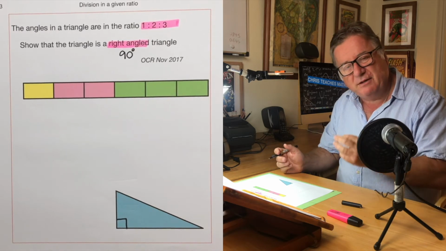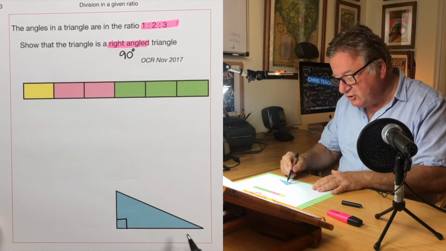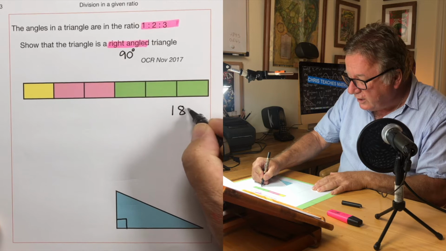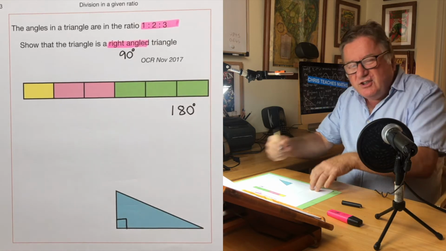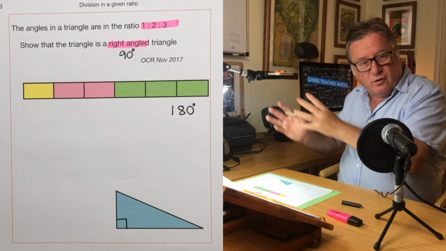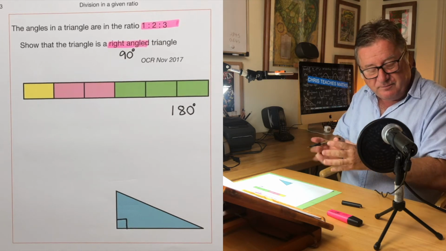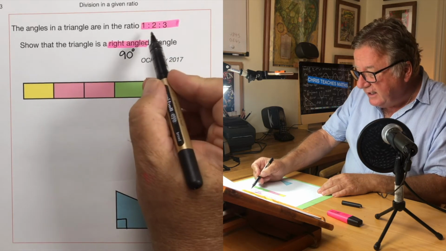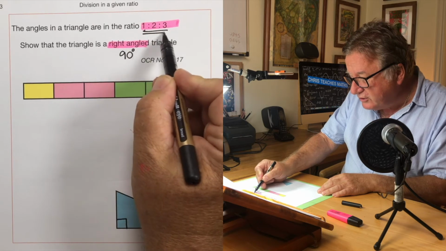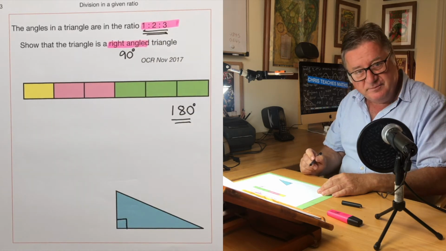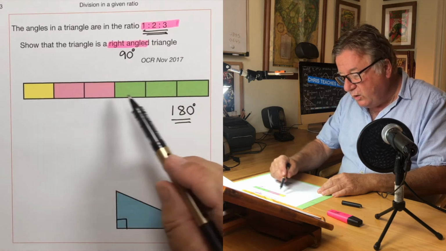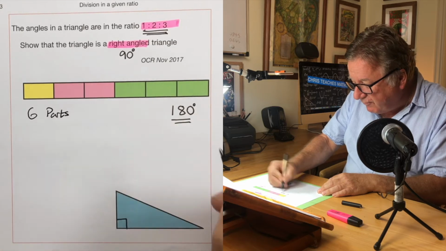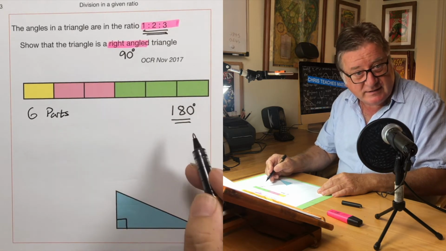But there's another bit of information we know. We're dealing with a triangle, we're dealing with the angles. So those angles add up to 180 degrees. So this makes it more problem solving because you've got to bring that information in yourself. Now, what we're doing is we're sharing that 180 degrees in the ratio 1 to 2 to 3. Now look at the bar, 1 to 2 to 3, that's 6 parts. We're sharing 180 degrees into 6 parts.